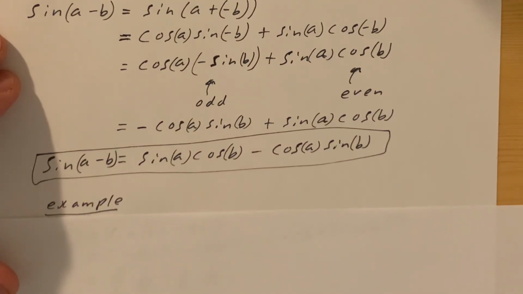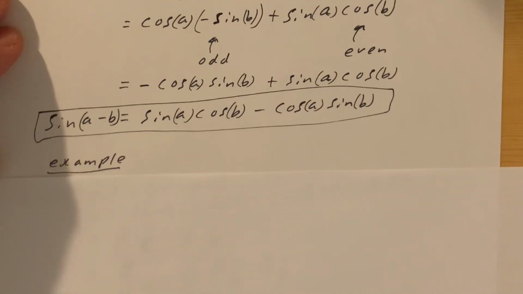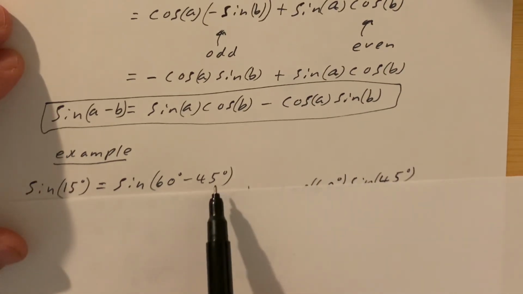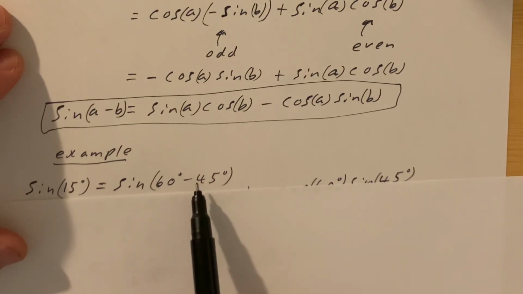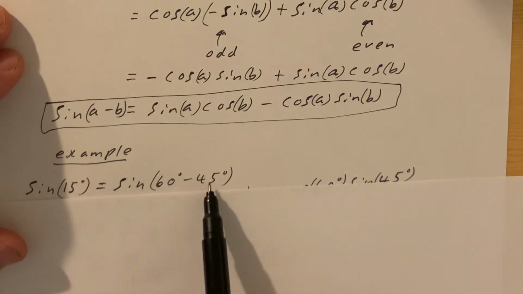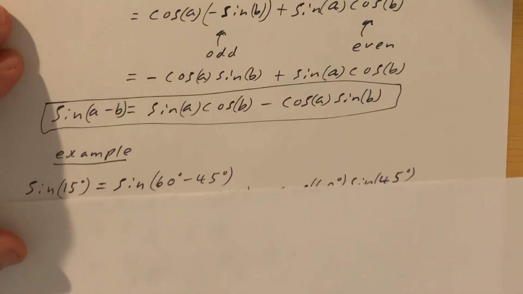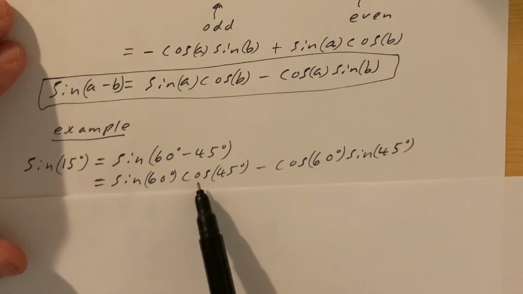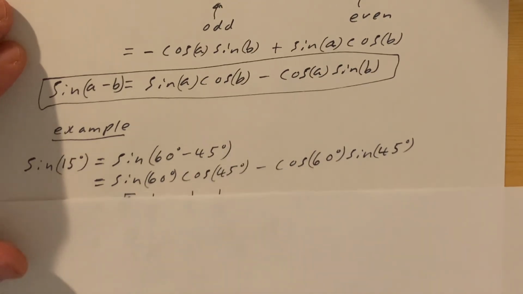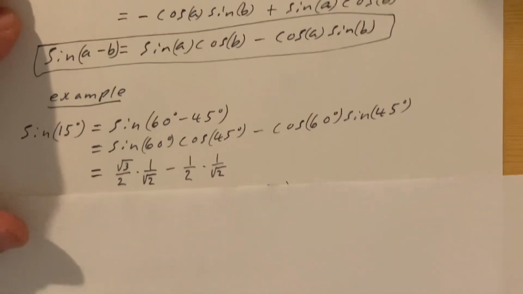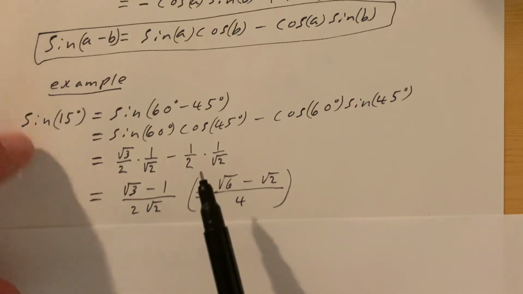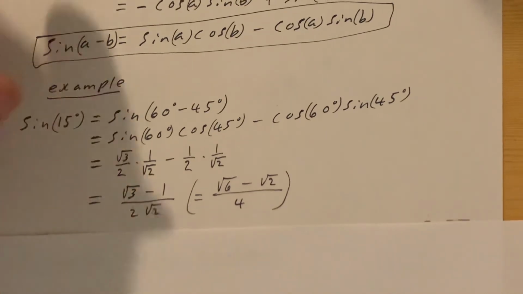Now we've got four formulas that you really need to try and remember, and have a way of remembering them. Here's an example: sine of 15 degrees is 60 minus 45. I could have done 45 minus 30, so there are two different ways of doing this. Plugging into the formula, we get root 6 minus root 2 over 4 as sine of 15 degrees.